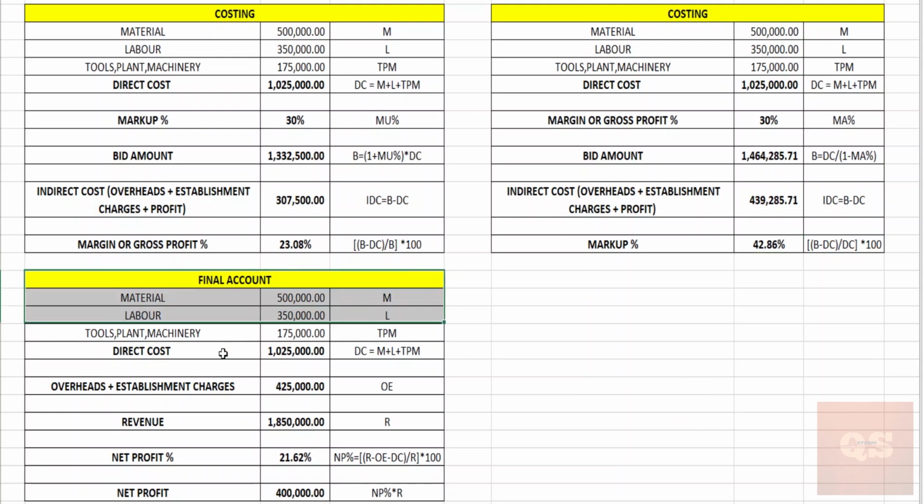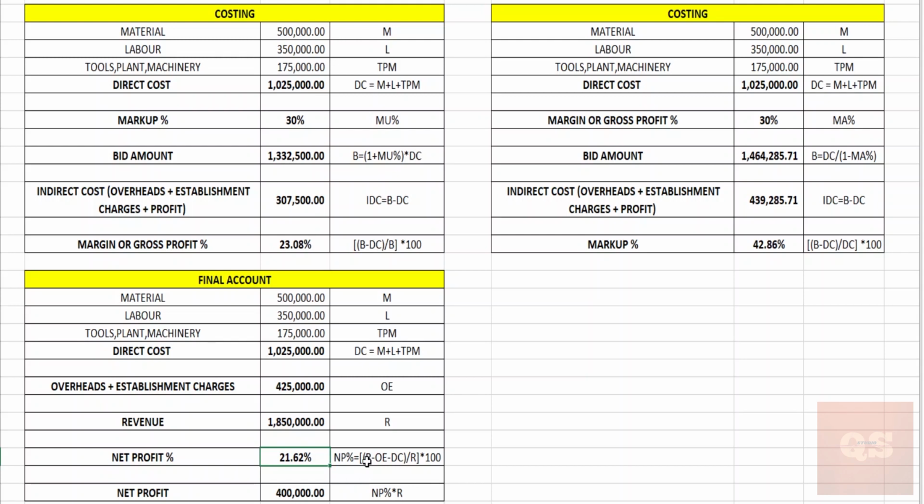Now, if you see the last table, imagine you have finished your project, it is completed. The total expenses that you have made for the project, your direct cost is 1.025 million, and the total expenses you have made for your overheads, your establishment charges is 425,000. And finally, after completing the project within the completion period, the revenue or the contract amount that you're getting is 1.85 million. At that time, if you see, your net profit is going to be 21.62%.